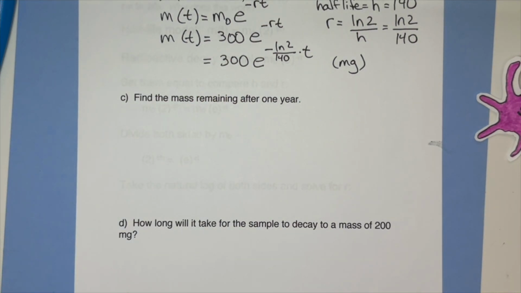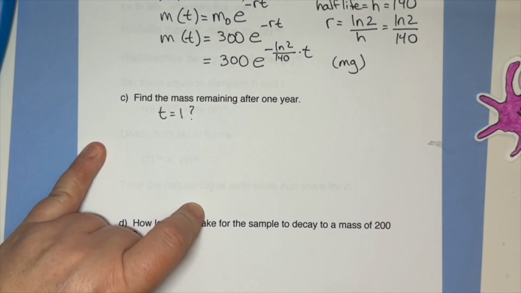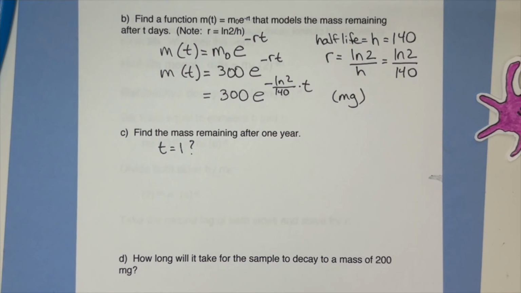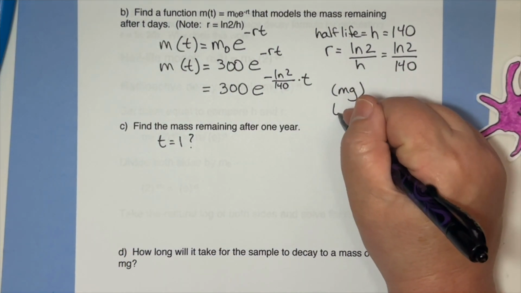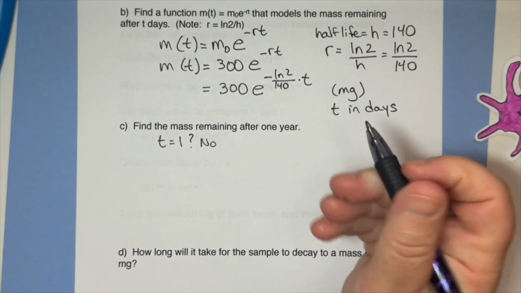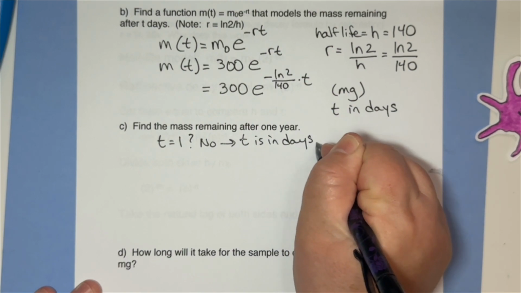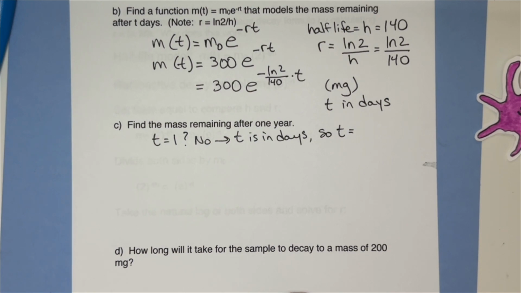Okay, let's find the mass remaining after 1 year. Now, is t equal to 1? Because it's 1 year. And the answer is no, because we've got up here, t is in days. T is in days.